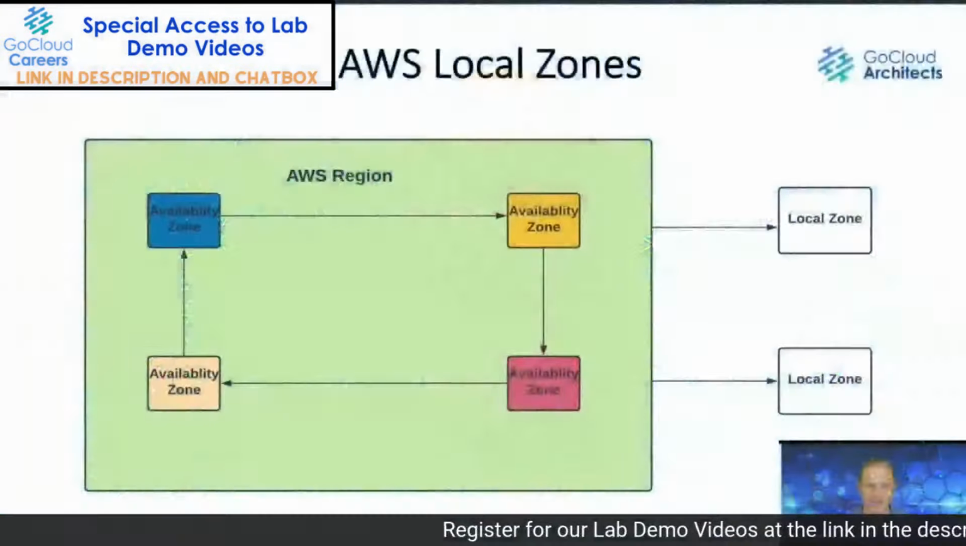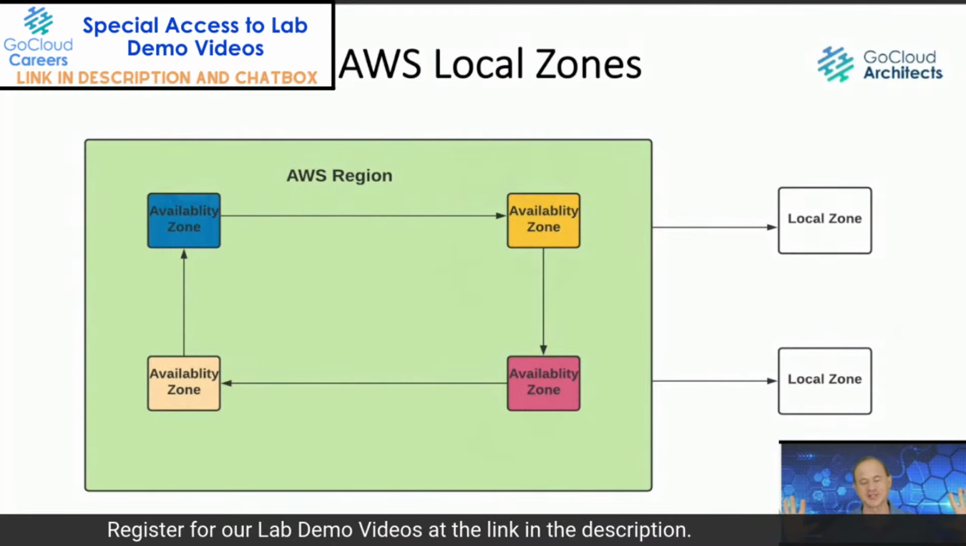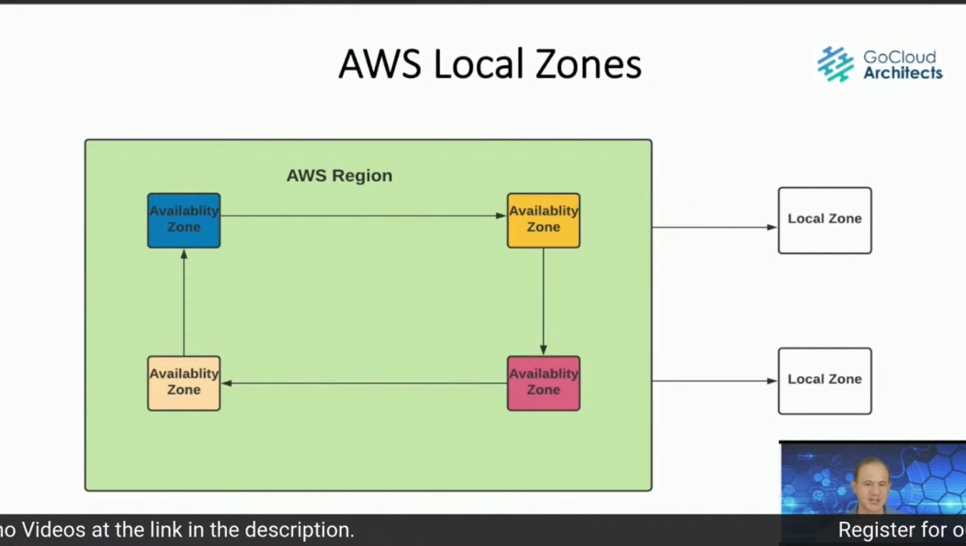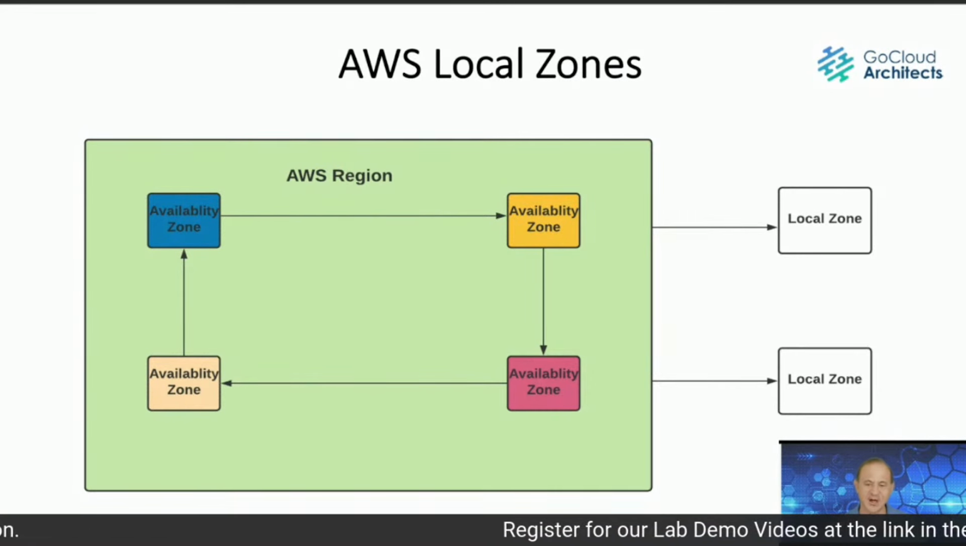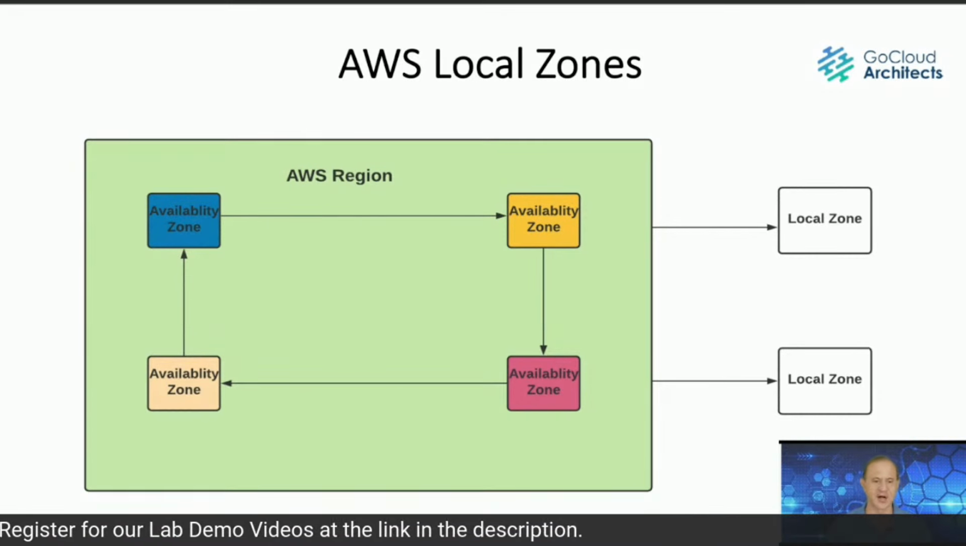So if I were to graphically show it to you, here's what happens. You've got your AWS region, which again is that large geography. Now, inside of each region, you've got multiple data centers called availability zones. Now, this local zone that we have here is an extension of the region to get the computing power closer to the user. And that's what we're talking about with regards to local zones. So that's how they work.